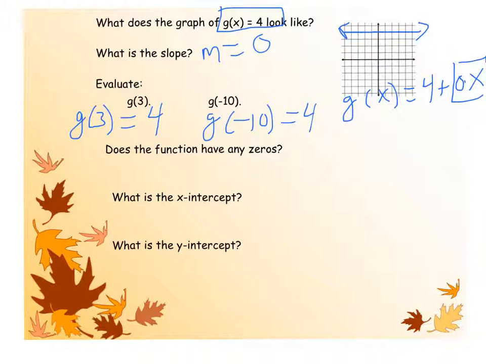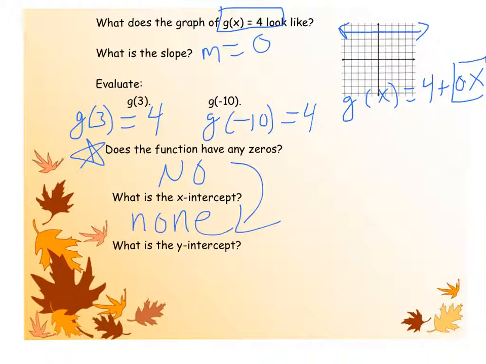So right here, in this part, does the function have any zeros? No, it doesn't. Okay? And right down here for x-intercepts, remember zeros and x-intercepts are the same thing. What is the x-intercept? None. It doesn't have any. Okay? It runs parallel to the x-axis, and as a result, never crosses it. The y-intercept, no surprise, is 4, just like every other y value on that graph is 4.